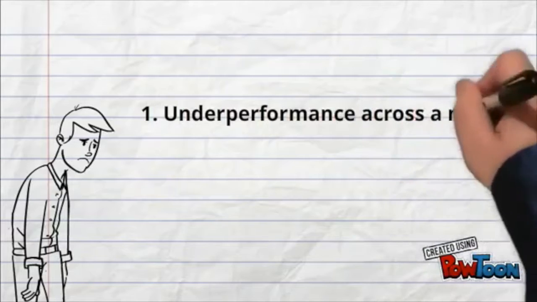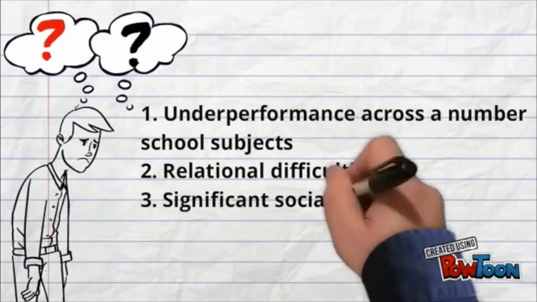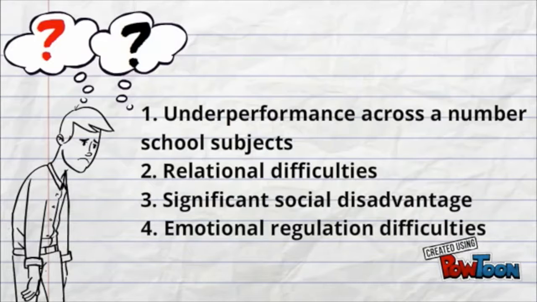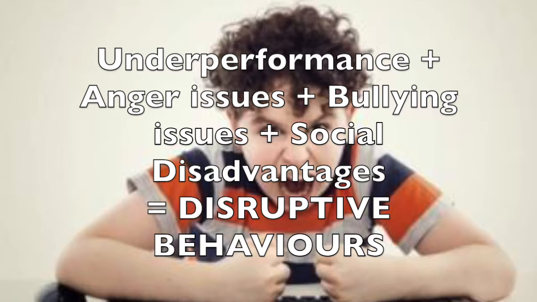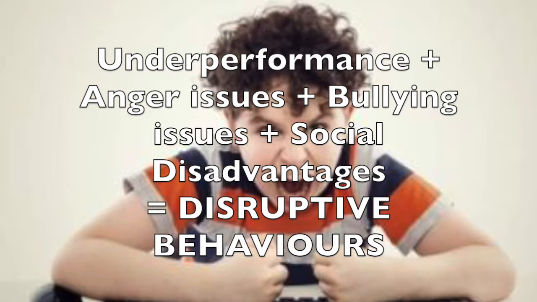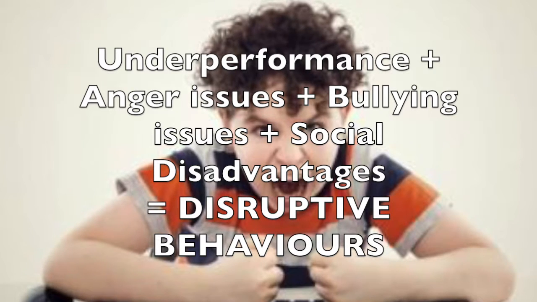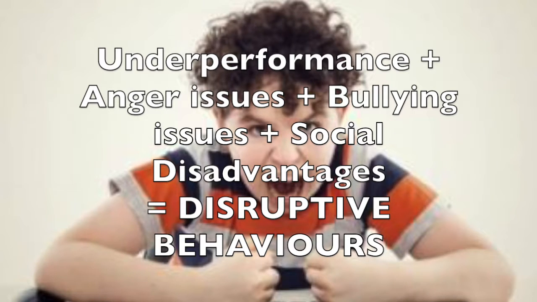Ben is a fictional student that we created, and he demonstrates poor academic grades across many of his curriculum areas. He also experiences relational difficulties, significant social disadvantage, and behavioral issues. In Ben's situation, he struggled with academic performance, failing across different curriculum areas, having anger controlling issues, a tendency to bully others, as well as some family difficulties.